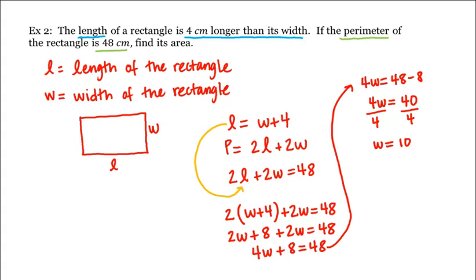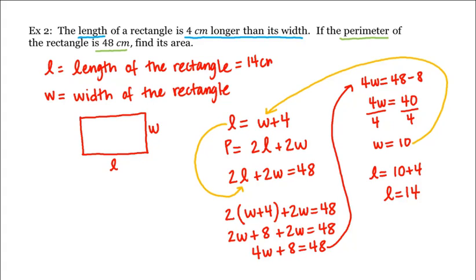And then we can plug this value back into this equation to find L. Namely, L is equal to 10 plus 4, or 14. So let's write that up here. L is equal to 14 centimeters, and W is equal to 10 centimeters.